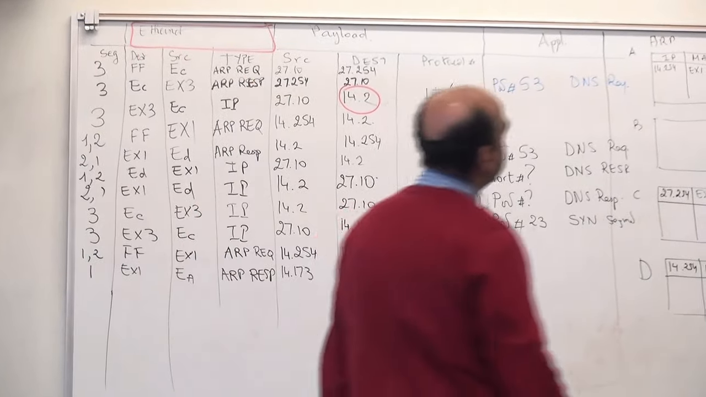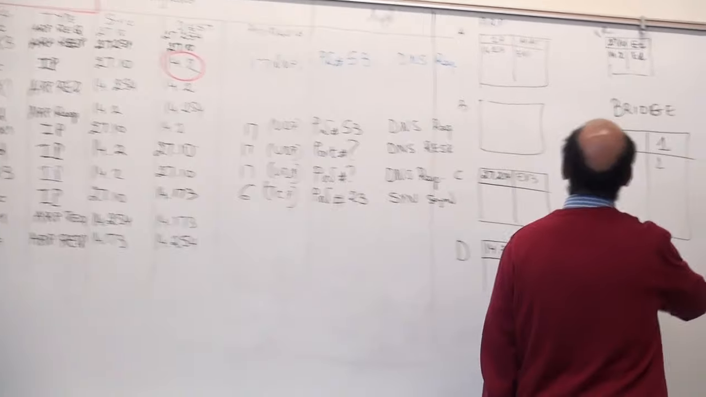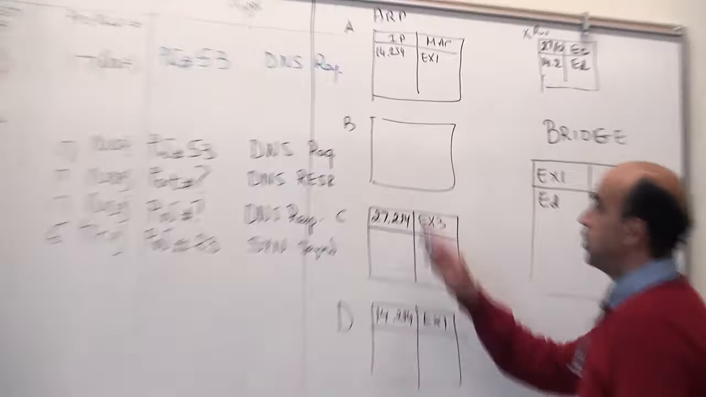So which machine will be putting this? The router. So which value will it put here? 14.173 and EA. Right? Now the router has the MAC address of A.